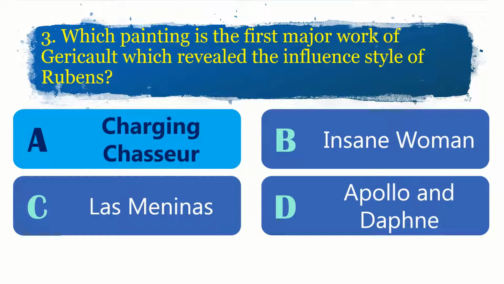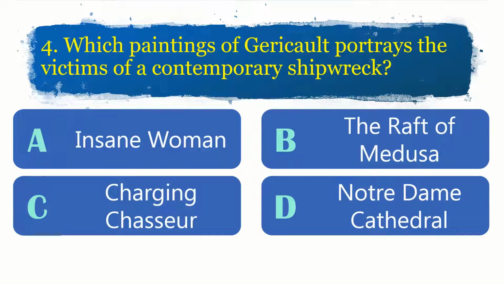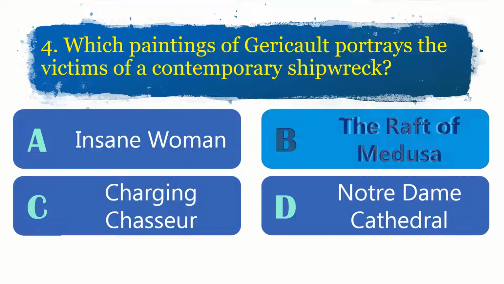Charging Chasseur. 4. Which painting of Gericault portrays the victims of a contemporary shipwreck? A. Insane Woman. B. The Raft of Medusa. C. Charging Chasseur. And D. Notre Dame Cathedral. The correct answer is B.